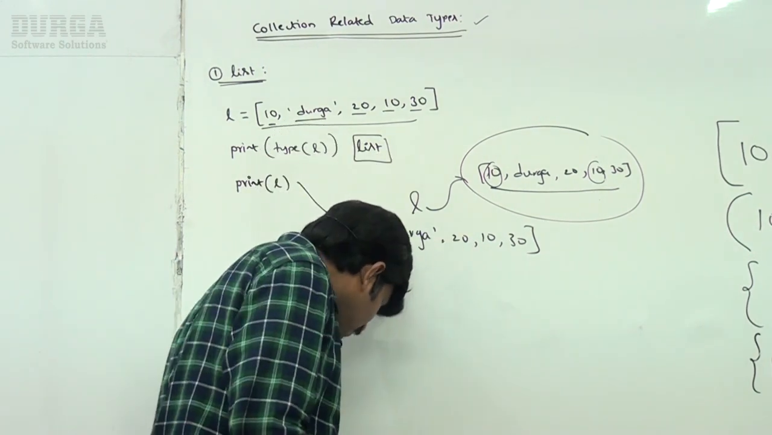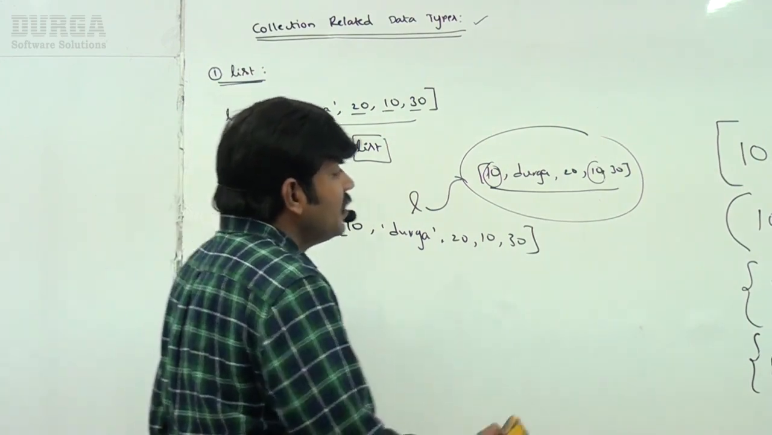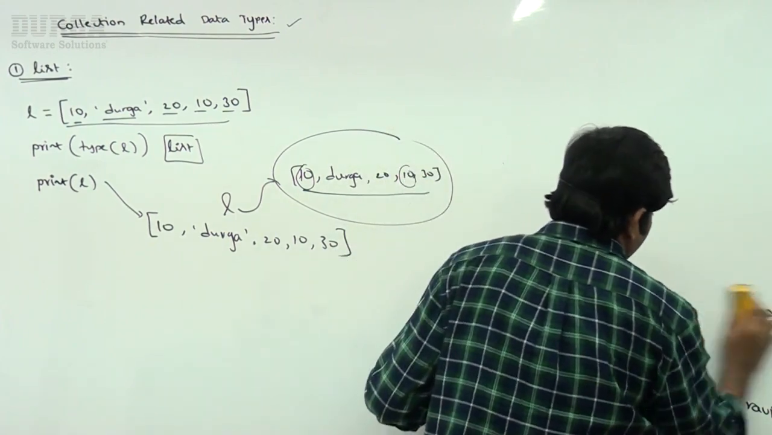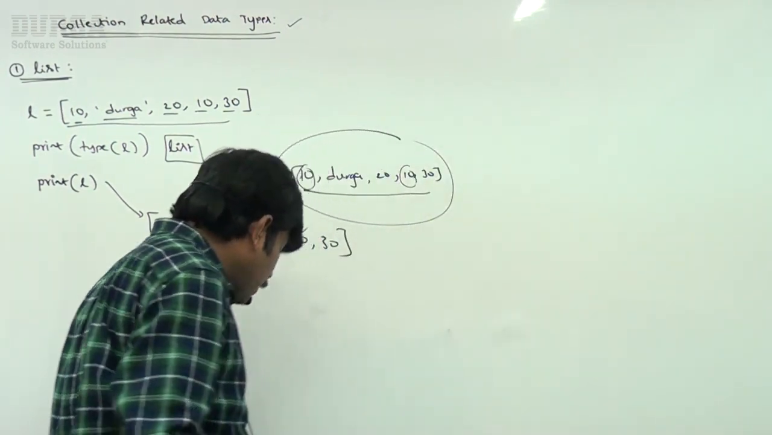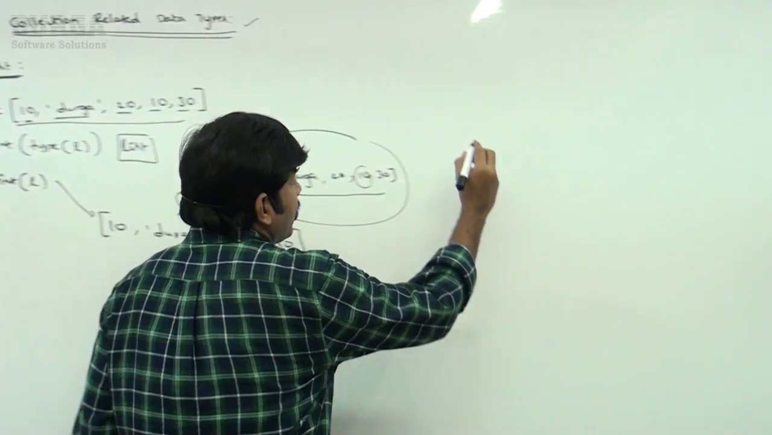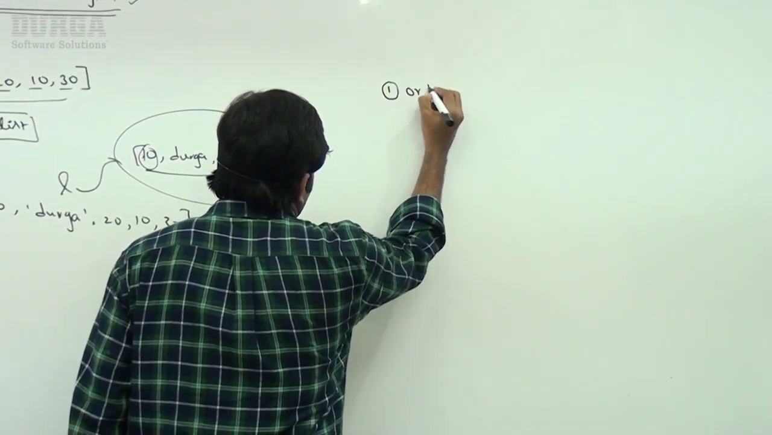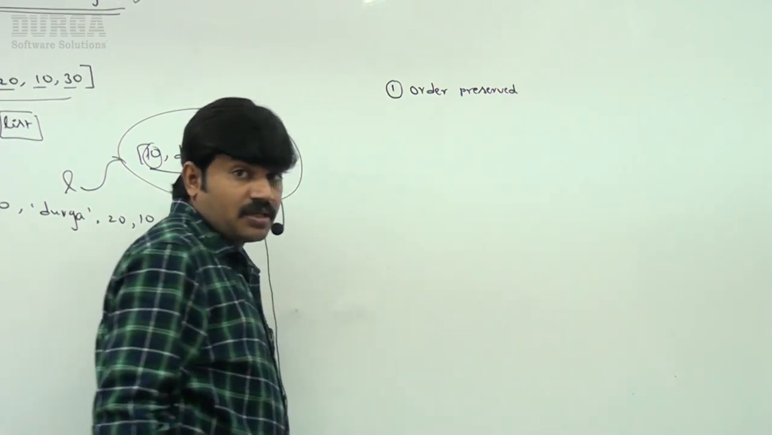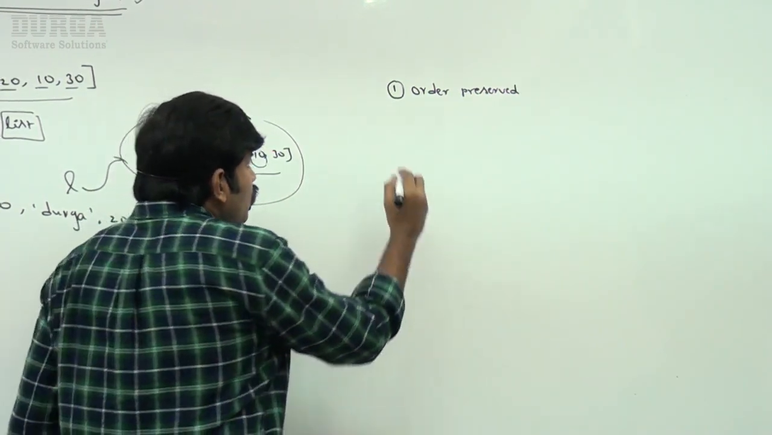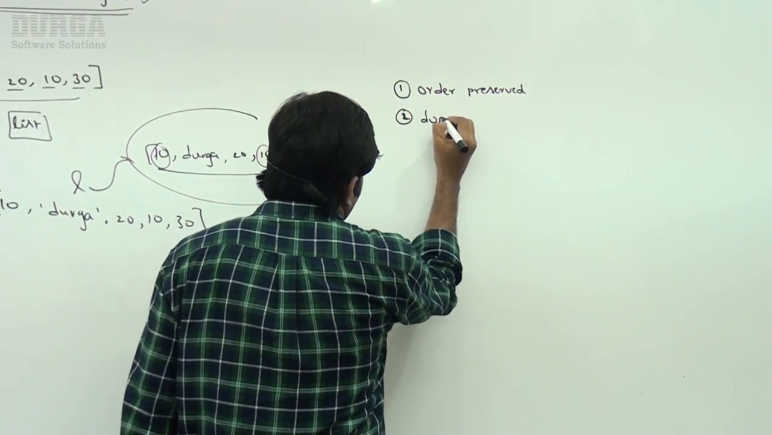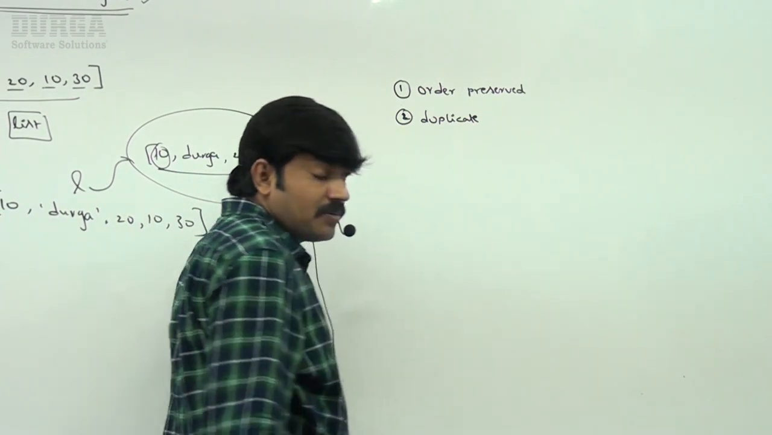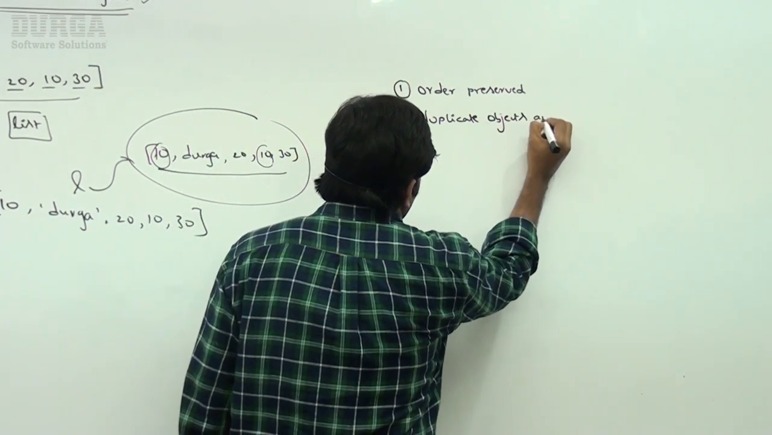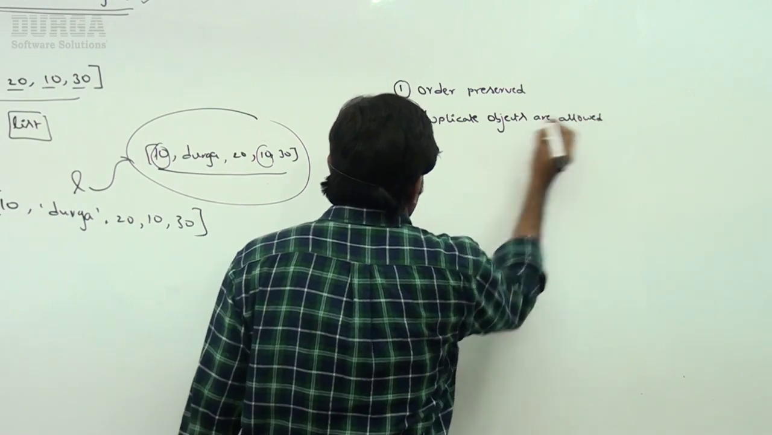Well, sir, from this discussion, can you please provide some important conclusions you observed about the list? One thing is order preserved, but anyway I will give much more explanation soon. Don't worry about that. Order preserved. Duplicates are allowed or not allowed? Can you please spell out? 10, how many times did I take it? 2 times. That's why duplicate objects are allowed.